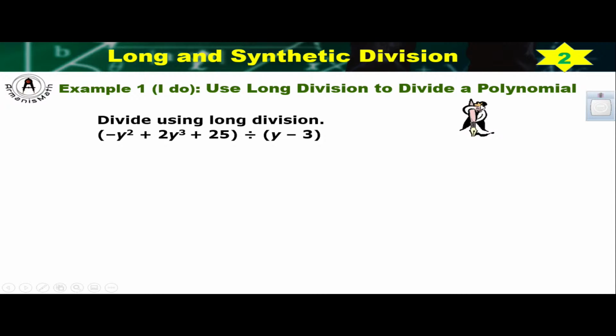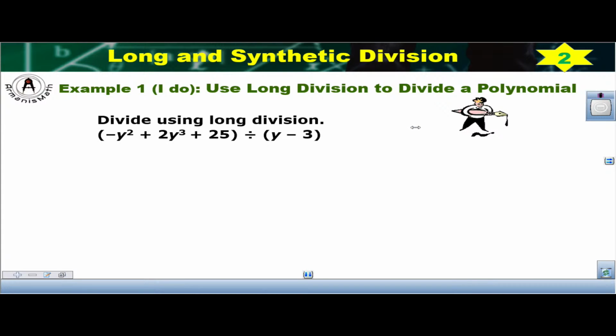So let's take a look at this example. First of all, I have to be in a standard form to divide. So I have to rewrite this in standard form. Second item is I have to supply what's missing. For example, if I put this one in standard form and I'm missing an x or a y term, I have to supply that by saying 0y.